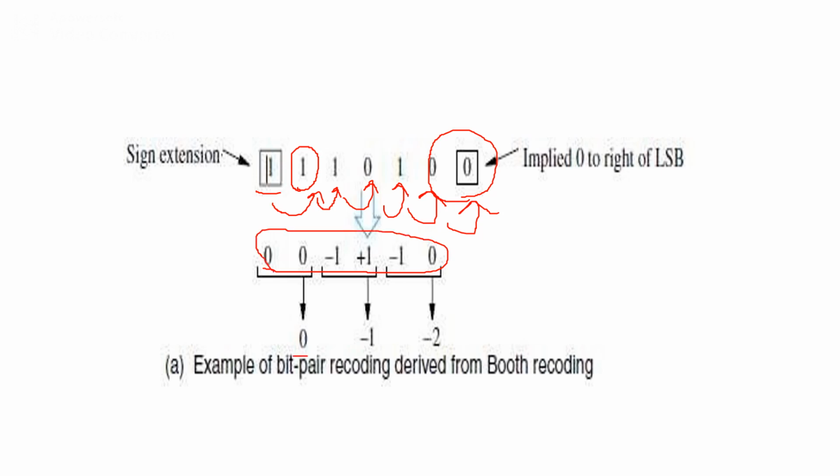Once again, for the fast multiplication method, compute the bits. So the transition from 0 to 0, I can write it as 0 itself.